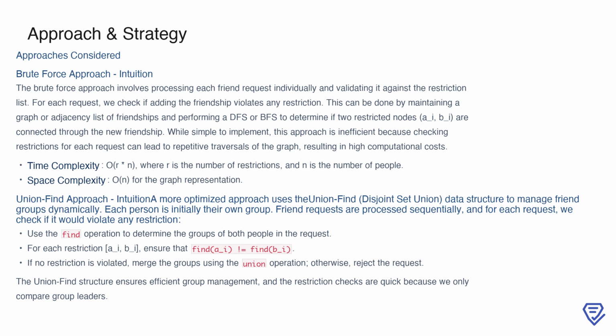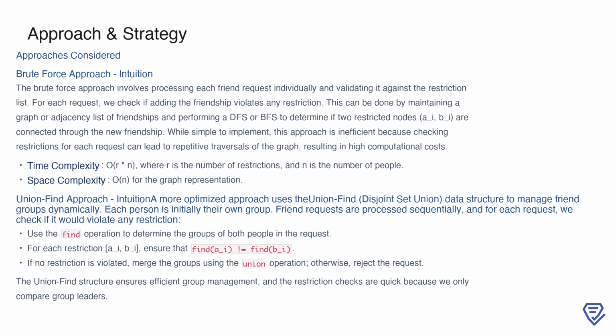To do this, we can represent friendships as a graph or adjacency list and use graph traversal methods like DFS or BFS to determine if two restricted nodes, let's call them A_i and B_i, are connected through any path that includes the new friendship. While this method is simple to implement, it suffers from inefficiency. Checking restrictions for every single request means traversing the graph repeatedly, which can result in high computational costs as the number of people and restrictions grows.